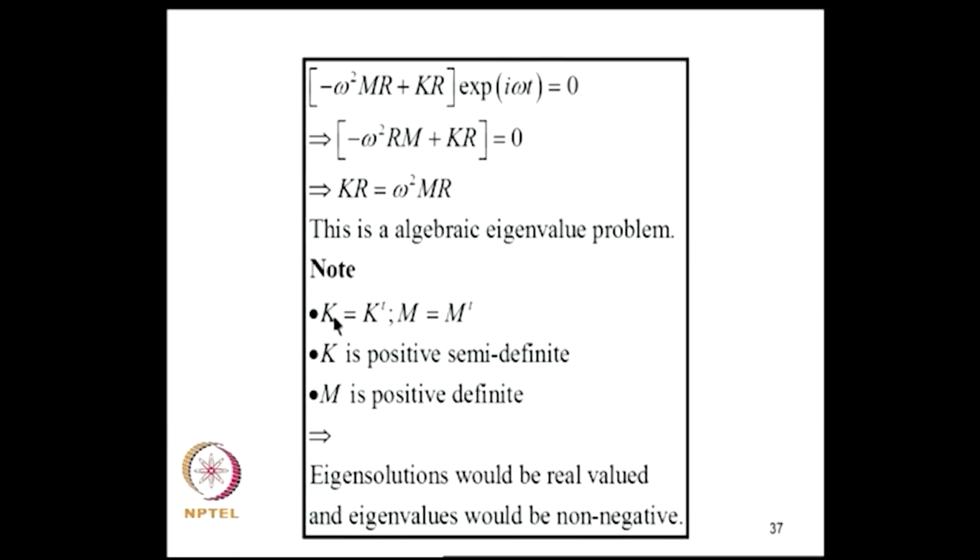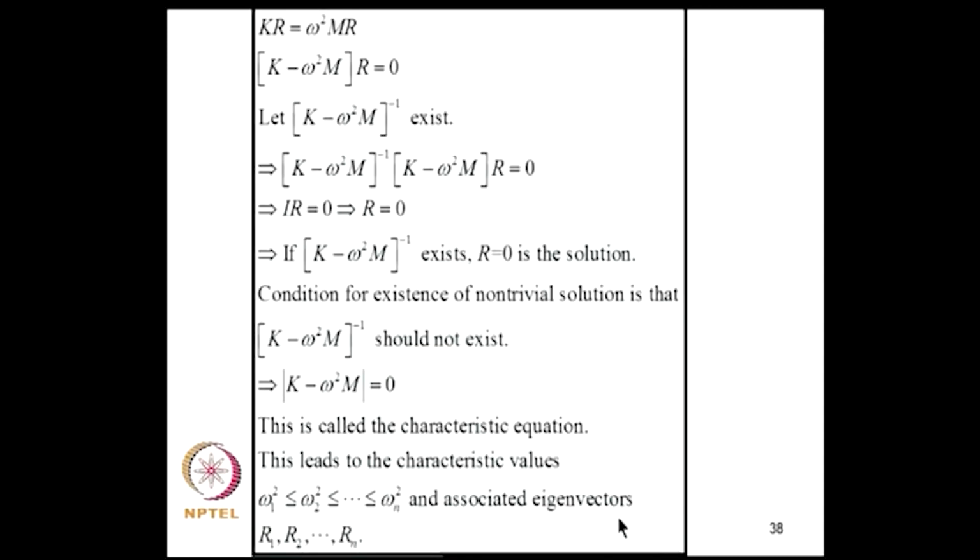Now, because K and M satisfy these properties, we can show that eigen solutions would be real valued and the eigenvalues would be non-negative. So, that would mean we can rank order the eigenvalues.